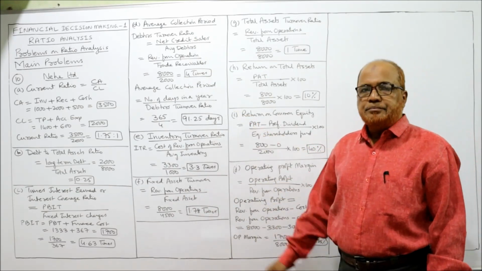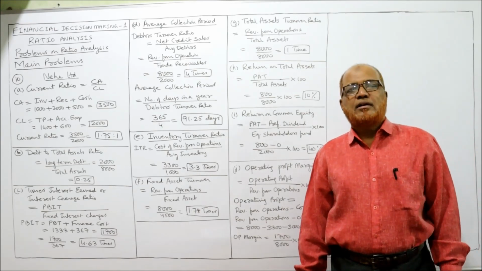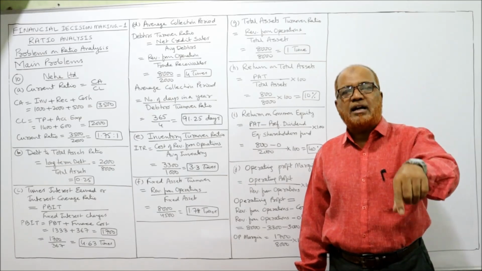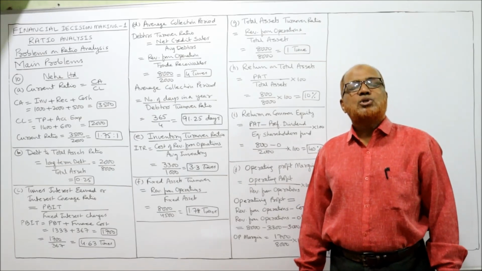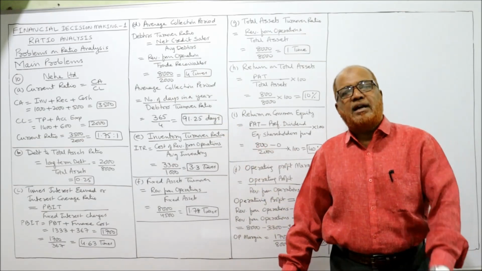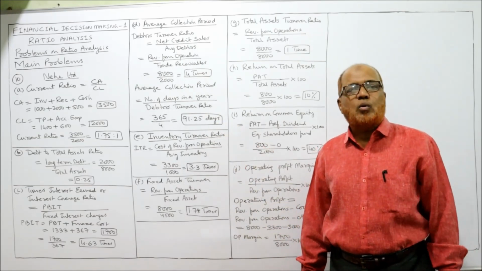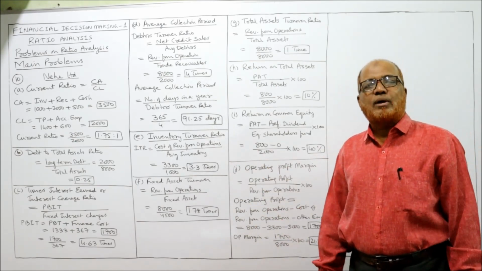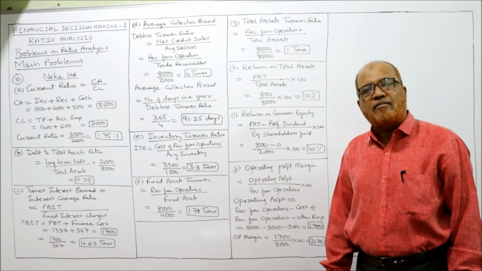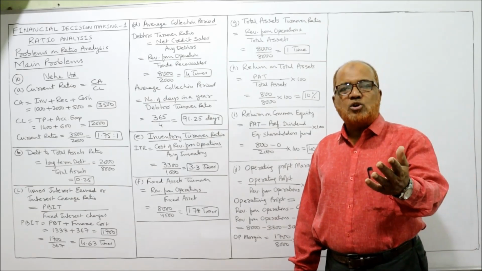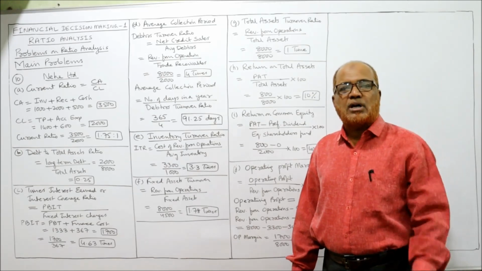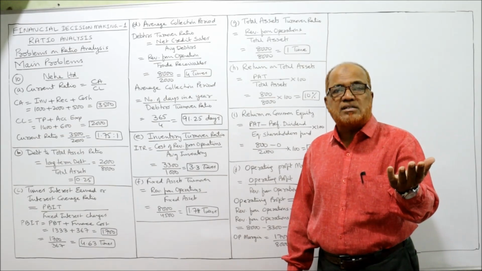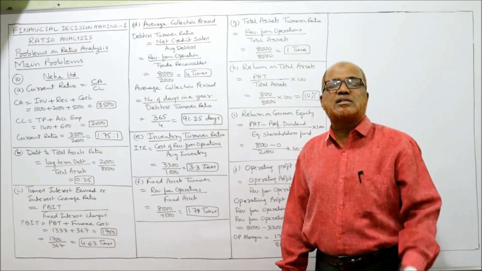The next thing is the average collection period. The formula for average collection period is number of days in a year divided by debtors turnover ratio. So before calculating average collection period, we need the debtors turnover ratio. The formula for debtors turnover ratio is revenue from operations divided by average receivables. But average receivable we can calculate only when opening and closing are both given. We are not given the opening receivable, so we cannot calculate average receivable. In that case, we take the closing receivable.